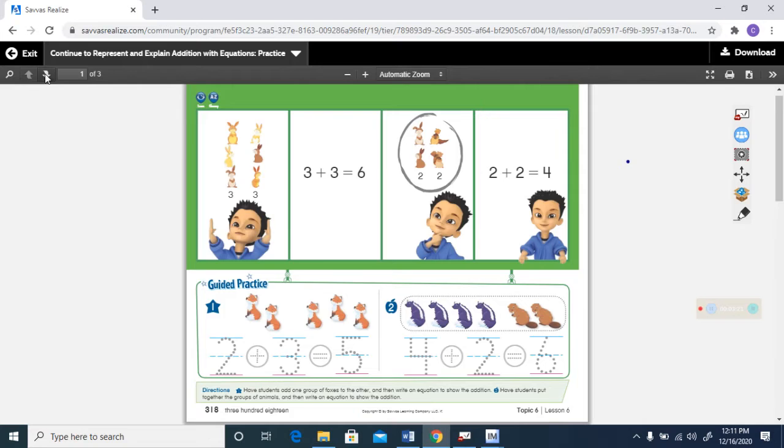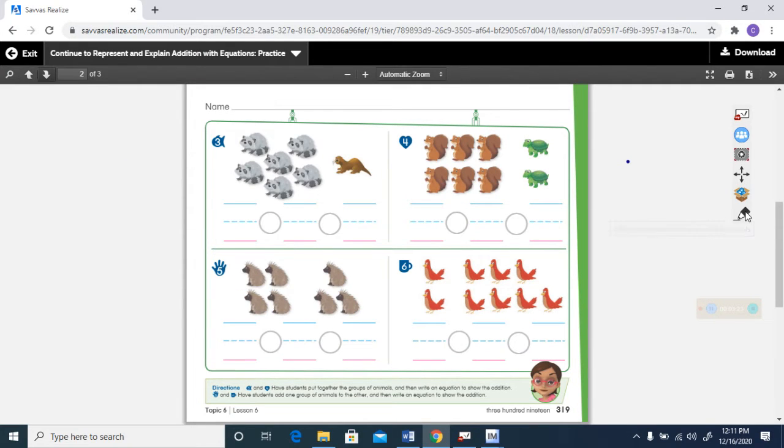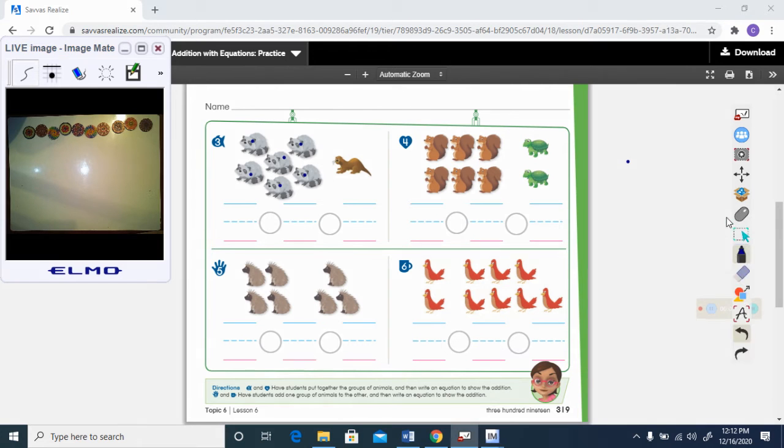Okay, I'm going to flip the page and we're going to go to the next page. Here we have raccoons. How many raccoons do we have in that first group? 1, 2, 3, 4, 5, 6. We have 6 raccoons in that first group. So I'm going to write what number here? I'm going to write 6. Bring down 6 counters. 1, 2, 3, 4, 5, 6 counters.